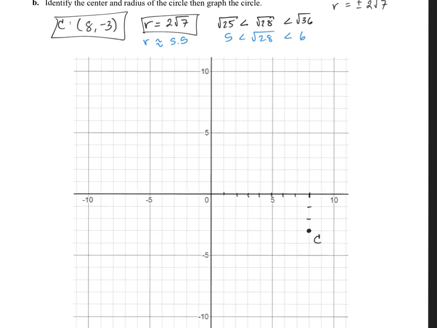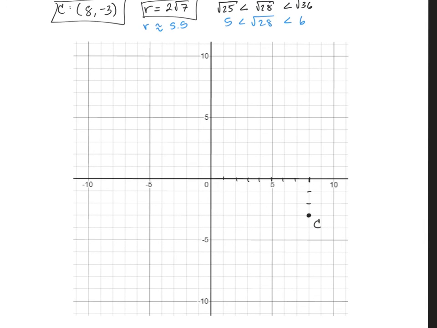So let's try to graph that. Notice it's going to be falling off the graph a little bit here, so let me extend this. 1, 2, 3. All right, let's graph this. 5.5. 1, 2, 3, 4, 5.5, right there. Next, 1, 2, 3, 4, 5.5, right there. Down, 1, 2, 3, 4, 5.5, right there. Like a cheerleading sign.